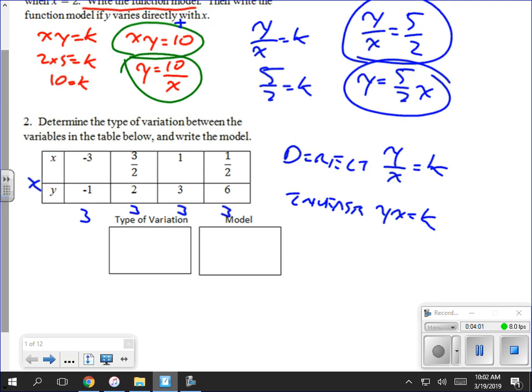This one is multiplication, so that means I have inverse variation. Which means that y times x is equal to 3. What did I get when I multiplied them each time? Got 3.